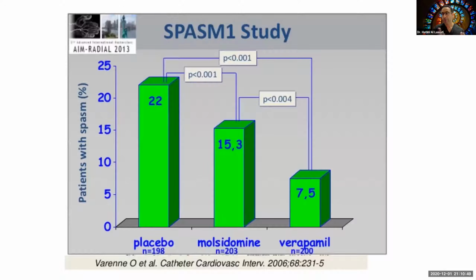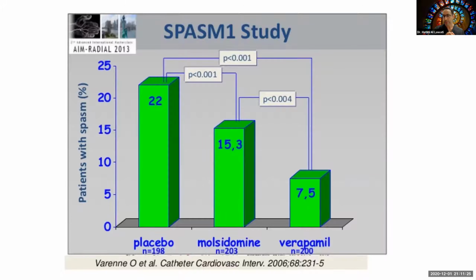There's a lot of literature published out there, and the most commonly quoted series of studies are the SPASM group of studies. The first in the series of the SPASM studies was published in 2006, and the investigators looked at nearly 600 patients. Those patients were randomized to receiving nothing and undergoing a radial procedure versus molsidomine in 200 patients and verapamil, 5 milligrams given intra-arterial in another 200 patients.